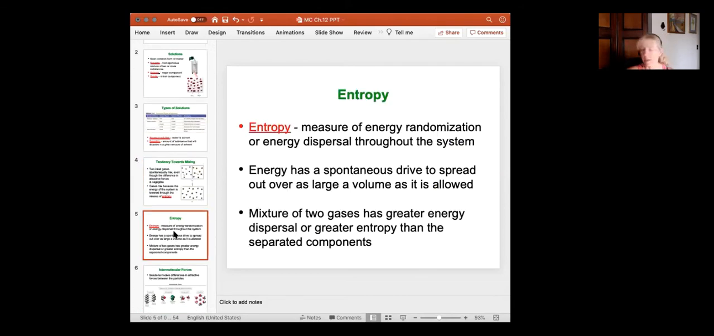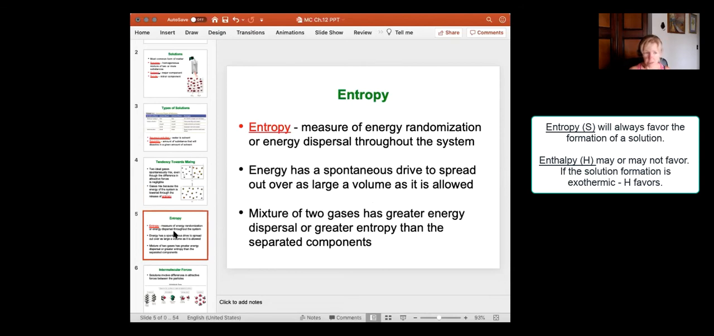So entropy has a spontaneous drive to spread out. So the more freedom you give something, the more ability you allow it to increase movement, to disperse, that's always going to be favored from an entropy standpoint. Enthalpy is very different. So let's come back to enthalpy. The only thing I want you to take away for entropy is that solutions that appear to be unfavored from an enthalpy standpoint may still occur because entropy is favoring them. So you have two things that are going on.